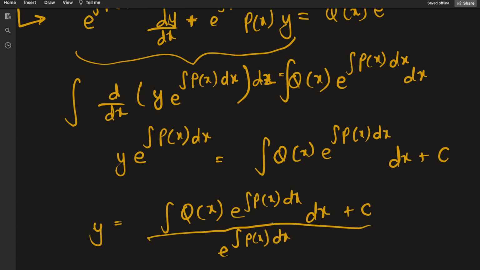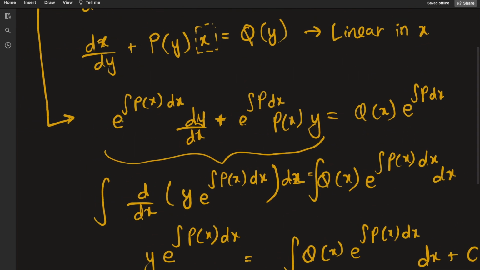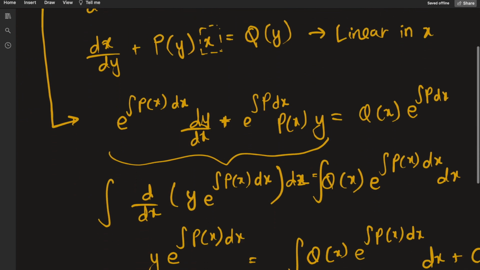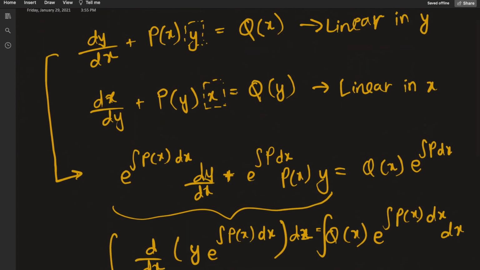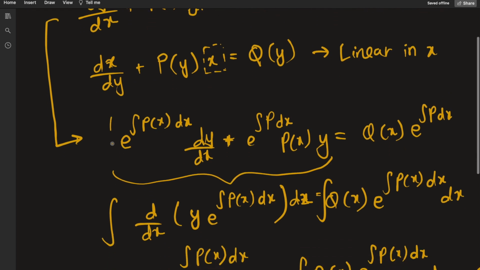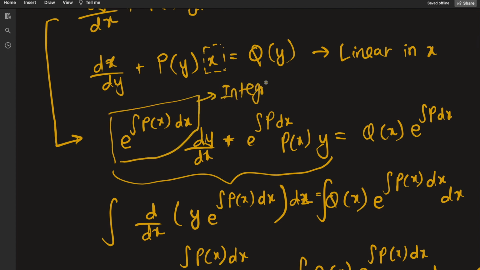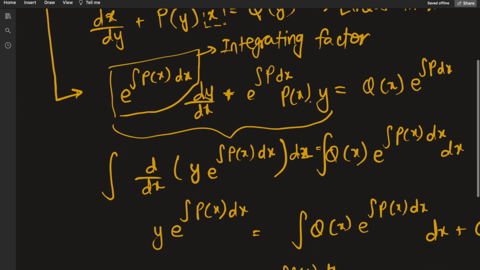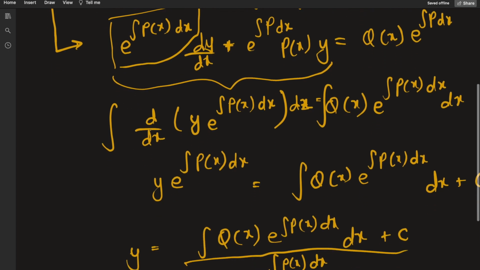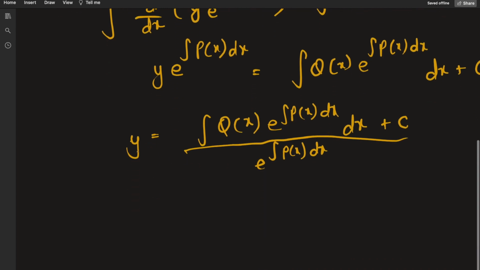And by the way, this factor that we multiplied here, this factor of e raised to integral p of x dx, in the linear in x case it will be integral of p of y dy, but this factor is what we call the integrating factor. It's essentially responsible for completing the product rule of differentiation. And once we identify this as a derivative of a product, we can just take the antiderivative on both sides and end up with a general solution in y.